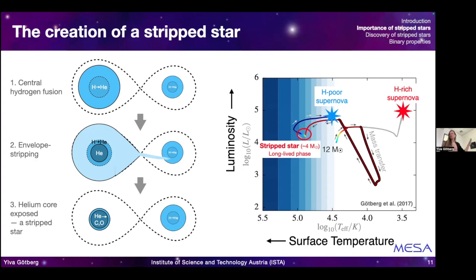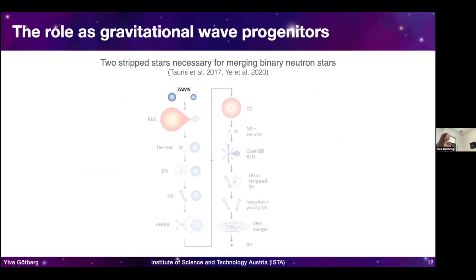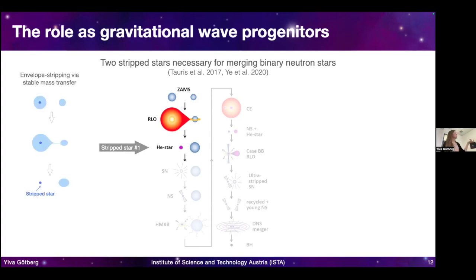So in what cases does this matter? We can look, for example, at the gravitational wave progenitor evolutionary channel. This is the standard one from Thomas Tauris on how you create merging neutron stars, which I will walk you through. We start with 2 stars in a binary. Since they are so close, they start to interact. You do Roche lobe overflow mass transfer, creating a helium star. This is the first stripped star that you create in the formation of merging neutron stars. It's made through stable mass transfer.